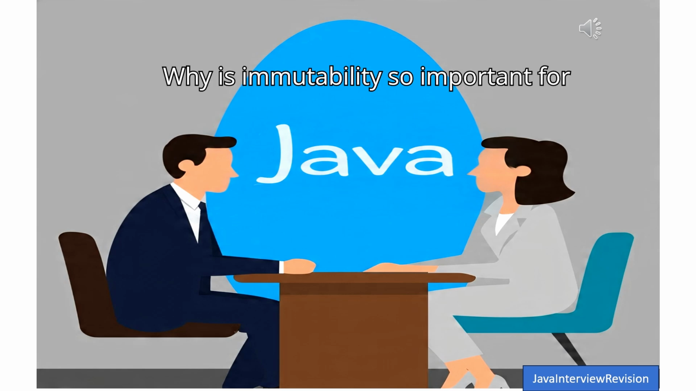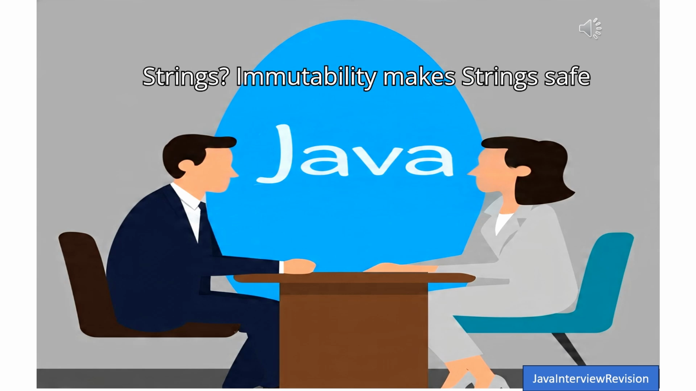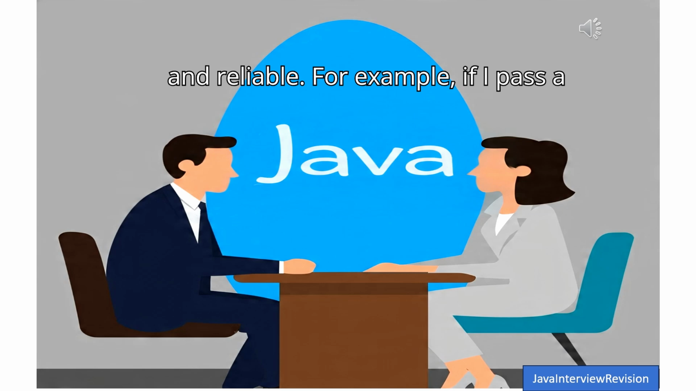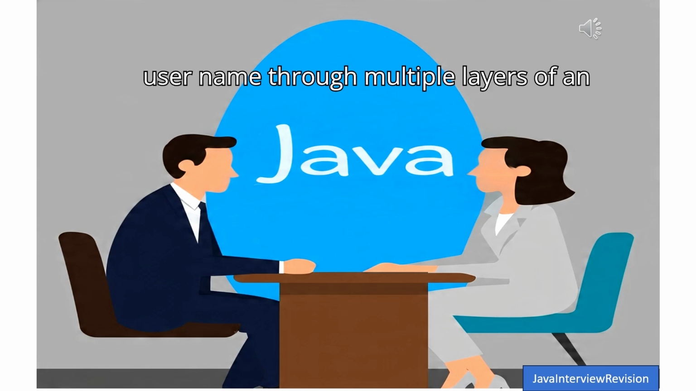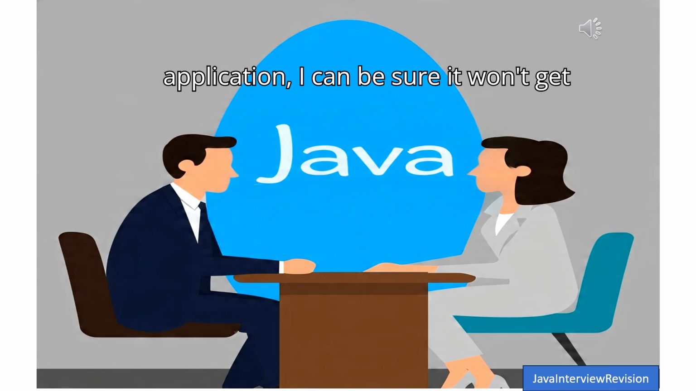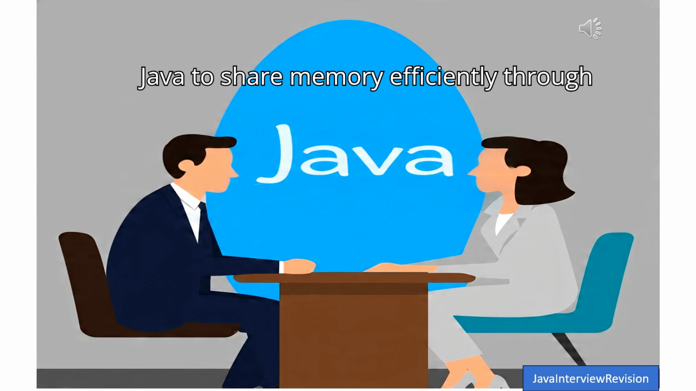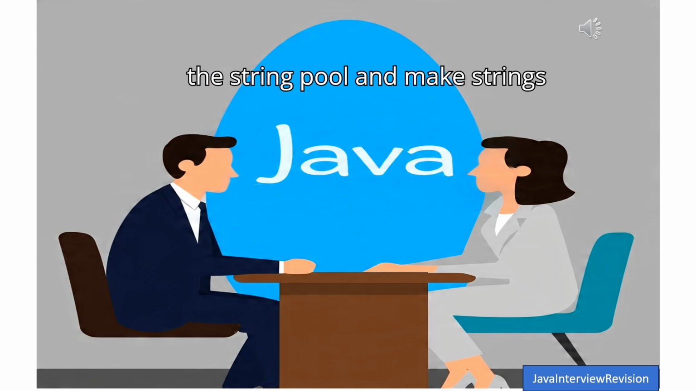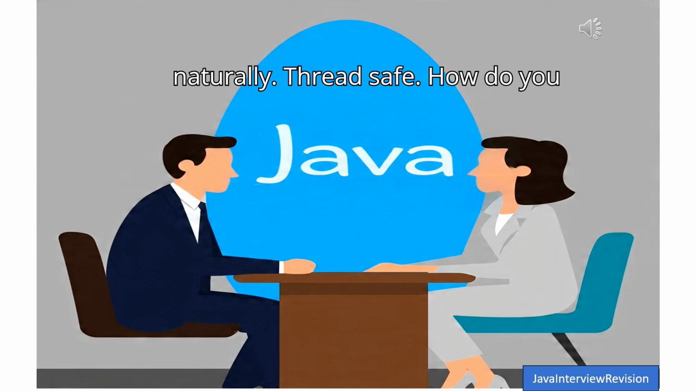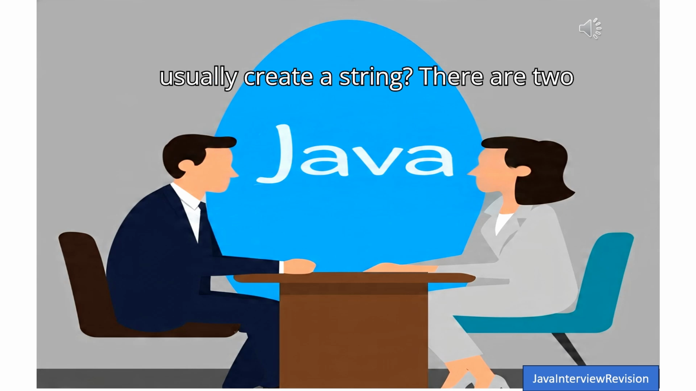Why is immutability so important for strings? Immutability makes strings safe and reliable. For example, if I pass a username through multiple layers of an application, I can be sure it won't get modified along the way. It also allows Java to share memory efficiently through the string pool and make strings naturally thread safe.